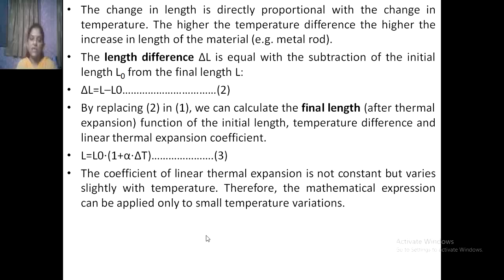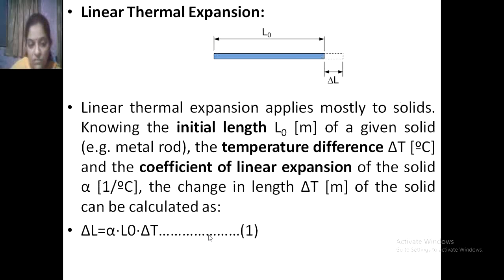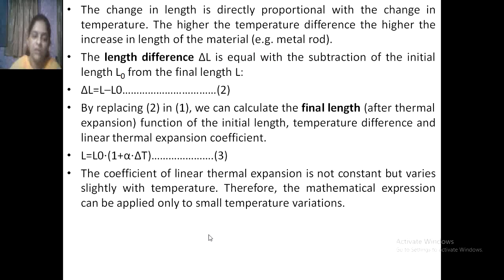Okay. So the higher the temperature difference, the higher the increase in length of the material. The length difference delta L is equal to the subtraction of the initial length L0 from the final length L. So by replacing 2 in 1, replacing L0, we can calculate the final length after thermal expansion, as a function of the initial length, temperature difference and the linear thermal expansion coefficient, that is L equal to L0 into 1 plus alpha delta T.